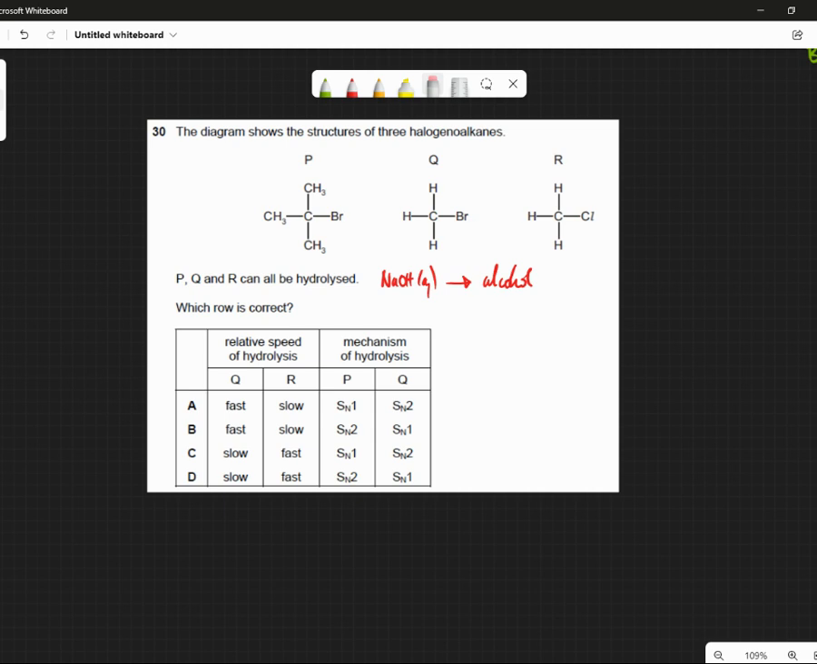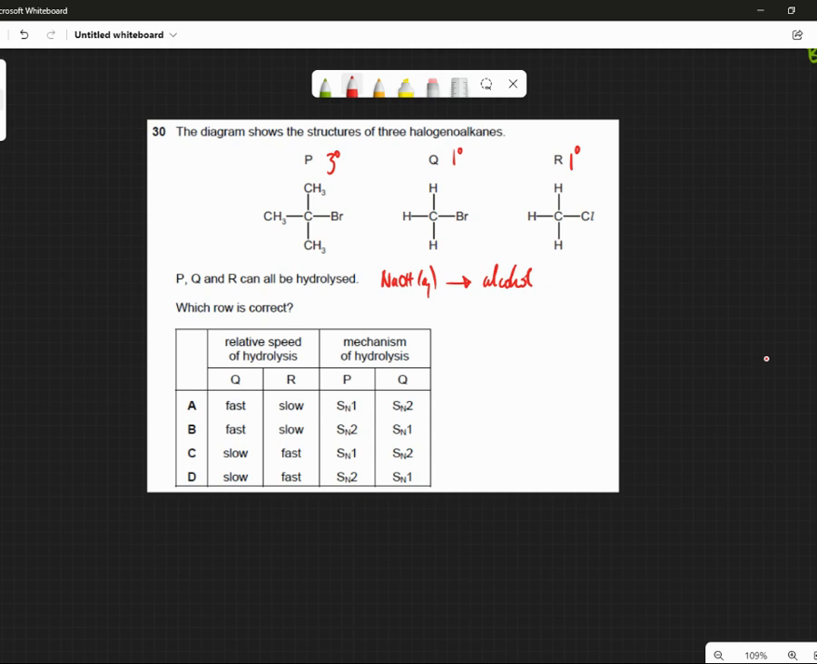Anyone know? Which reaction is the fastest? Right, yeah, it is Q. Now let's have a look at both of them. This one, P, is a tertiary halogenoalkane, and Q is a primary. R is a primary as well.